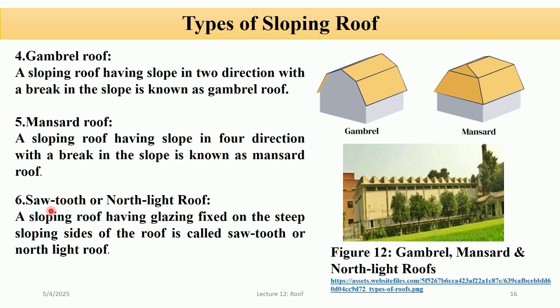The sixth one is the sawtooth roof, also called the north light roof. A sloping roof having glazing fixed on the steep sloping sides of the roof is called a sawtooth or north light roof. You can see in the picture, this is a picture of the mechanical department of UTP, which shows the north light roof.